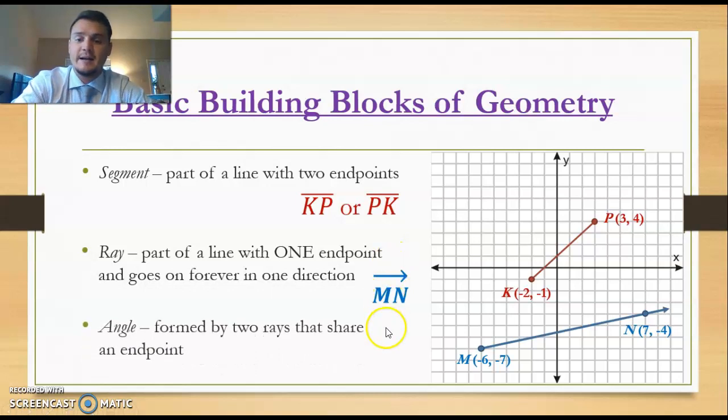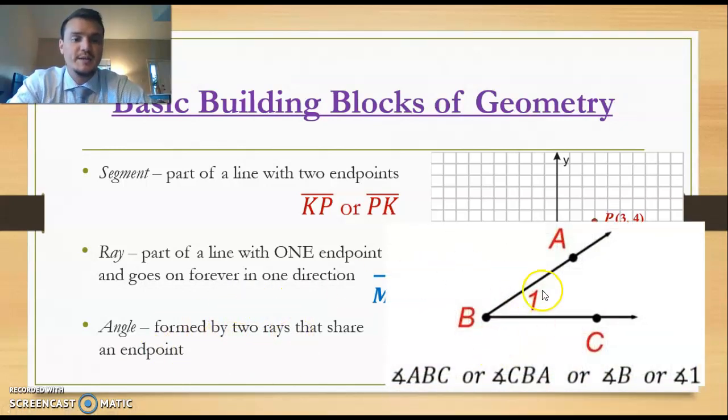And then we have angles. So angles might be one of the most important pieces of geometry. Angles are formed by 2 rays that share an endpoint. So in this diagram right here, we have this ray BA that goes in that direction, and then this ray right here, BC, that goes in this direction. But these 2 rays both meet, or they share this endpoint at B.